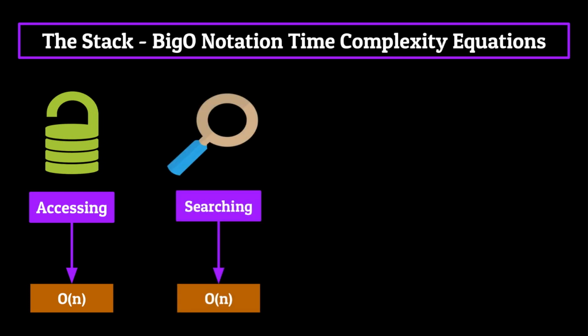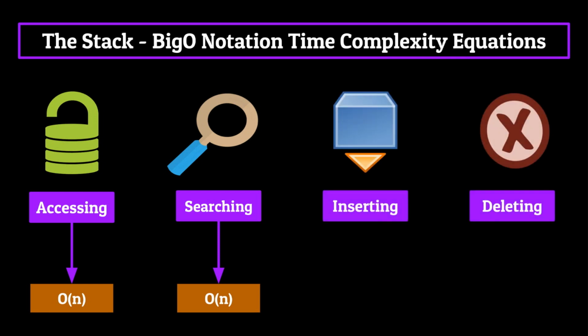Searching is going to be O of n for the exact same reason. Worst case scenario, if we're searching for an element that's at the bottom of the stack, we have to go through the whole thing just to find it. This is one of the major drawbacks to using stacks. With arrays and ArrayList, we could access any element within the data structure instantaneously, and with the stack, that's just not possible because of the way it's structured.